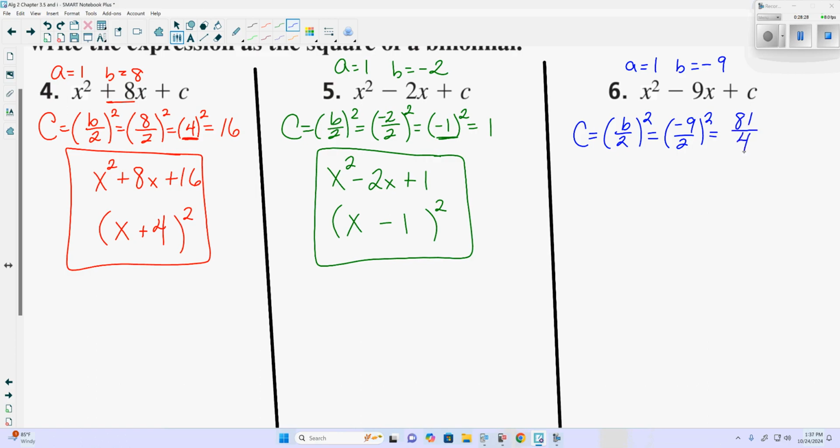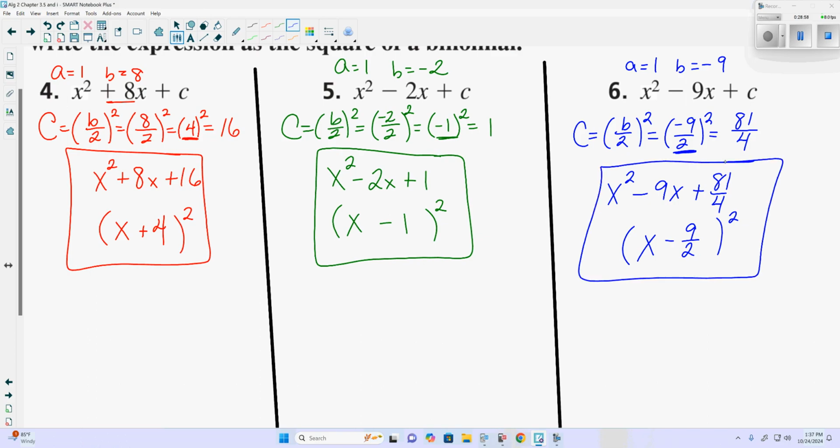And -9/2 squared is going to be 81/4, telling us that our perfect square trinomial is x squared minus 9x plus 81/4. And again, the number that goes in here with x is whatever the number is before we squared it. So we'd have x minus 9/2 squared. Questions on any of this here so far?